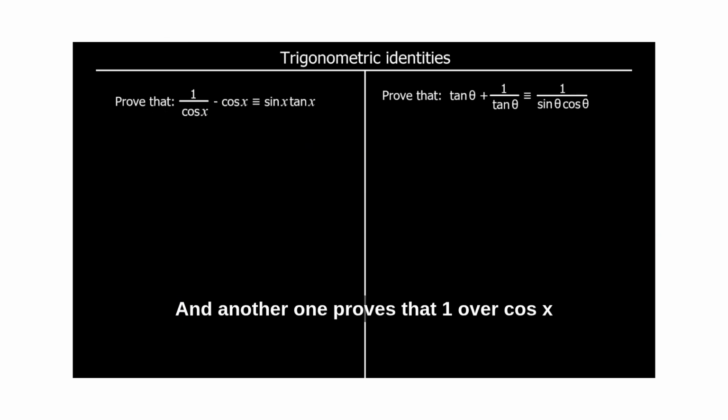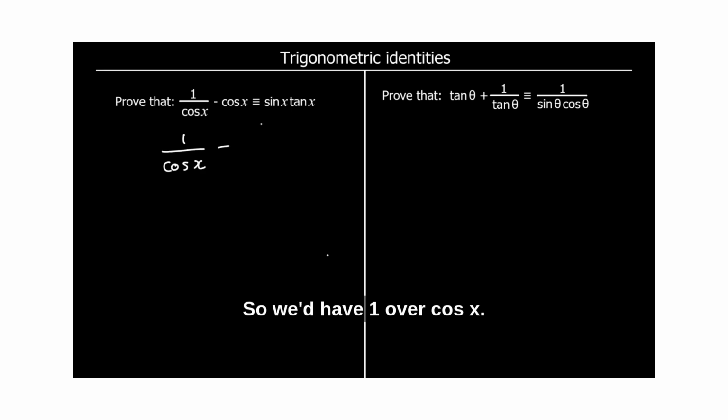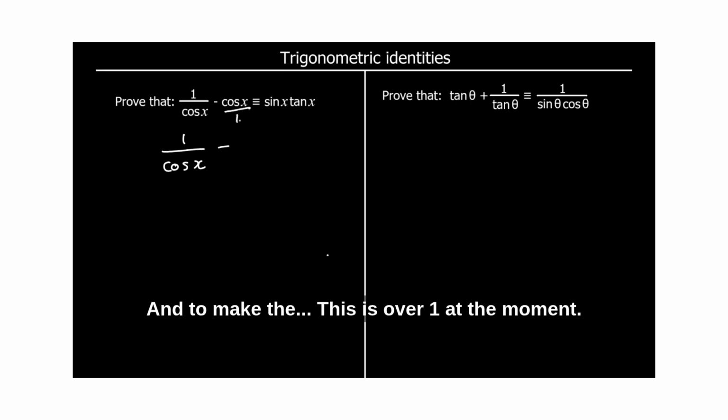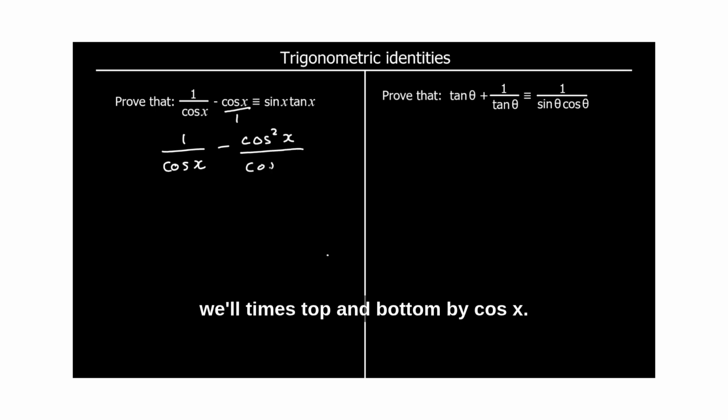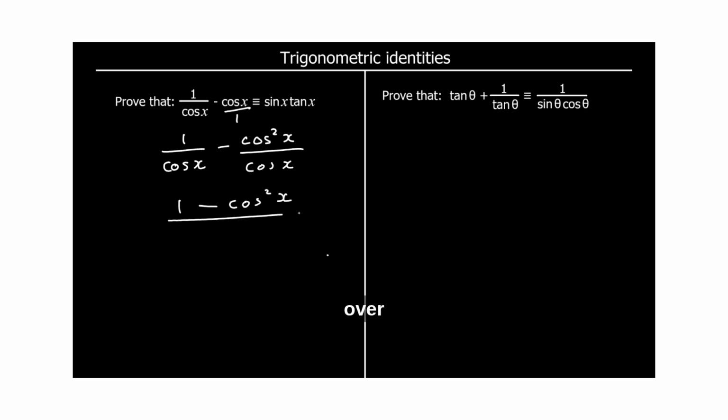And another one, prove that 1 over cos x minus cos x is the same as sine x tan x. So let's try and add these fractions together. To add fractions together, we need the denominators to be the same. So we'd have 1 over cos x, and cos x is over 1 at the moment. To make the denominators the same, we'll times top and bottom by cos x. That would be cos squared x over cos x. Now we can add them. We'll have 1 minus cos squared x on top over cos x on the bottom.